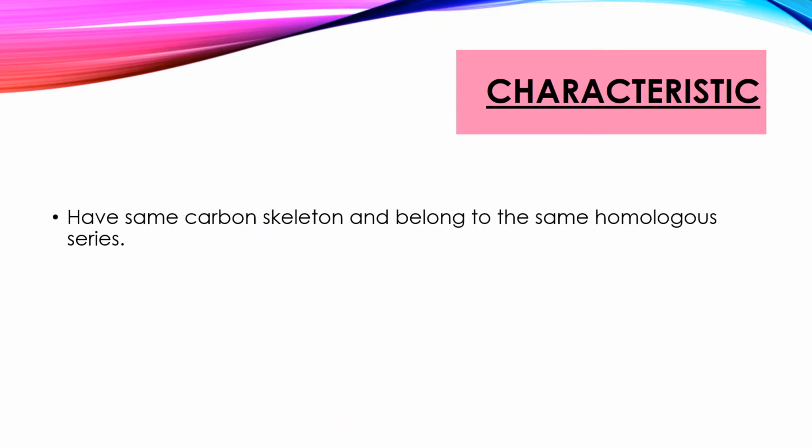Okay, so here are some characteristics of positional isomerism. The first characteristic is have same carbon skeleton and belong to the same homologous series. It means if the homologous series, which is class of compound, is alcohol, then the isomers all are alcohol. Just the position of the OH hydroxyl group is different.